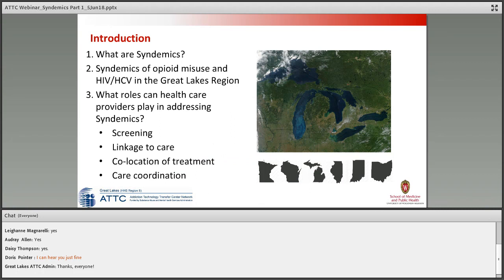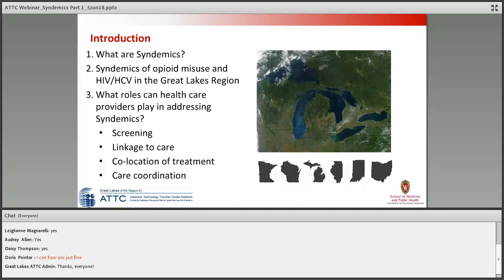So over the next 45 minutes or so, I hope to define what I mean when I use the word syndemics, which may be a new term for some of you. In short, it's a short term for synergistic epidemics or intersecting epidemics, which is what I use to describe the co-occurrence of HIV and hepatitis in substance-using populations.